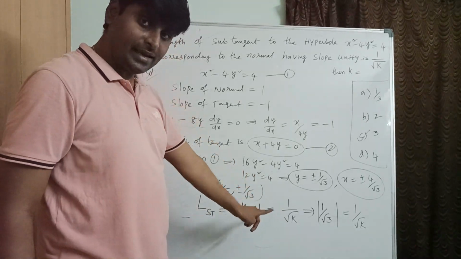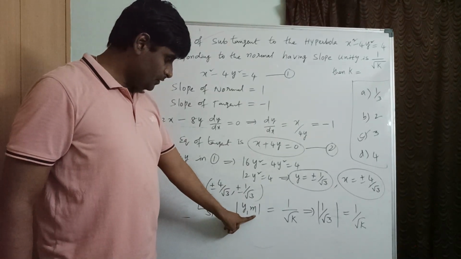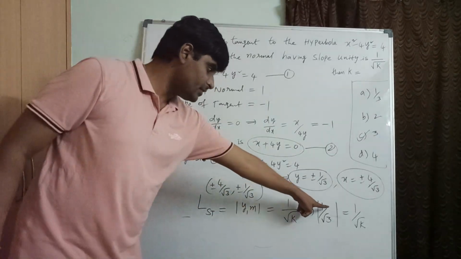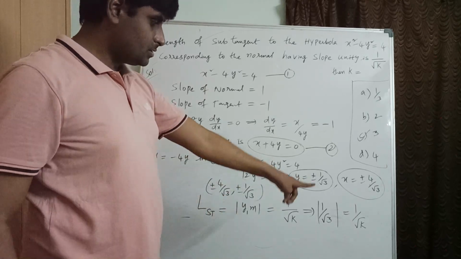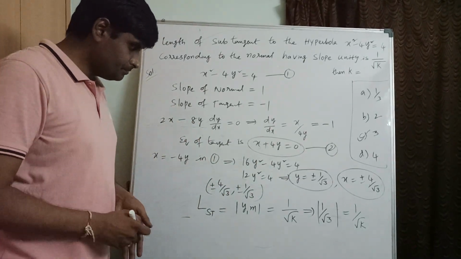the subtangent length. The formula is modulus of y1, the y coordinate, into slope. The y coordinate means plus or minus 1 by root 3. Minus 1 within modulus becomes plus. So k equals 3. Clear? So hope you have understood. Pause the video, make a note of it.